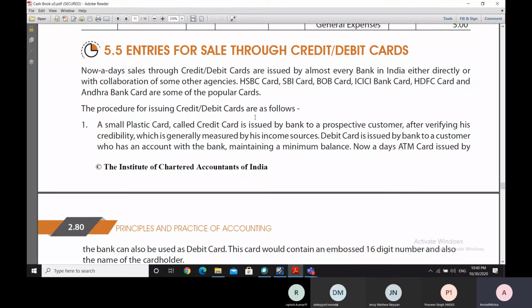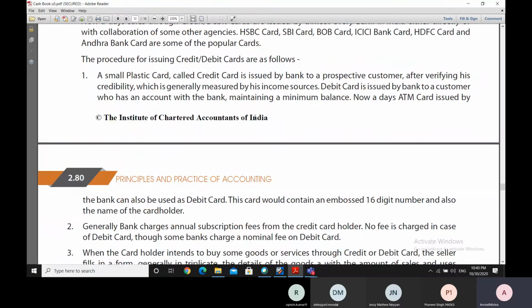So what is the procedure for issuing the cards? Firstly, when we want to understand the accounting which is done, the first thing that we have to understand is how these are issued.